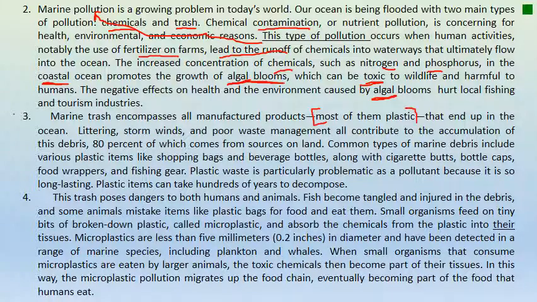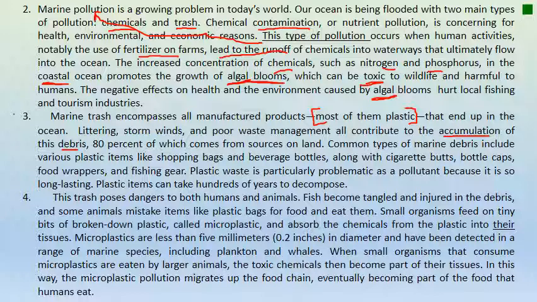Most of the trash in the seas is plastic that ends up in the ocean. Littering, storm winds, and poor waste management all contribute to the accumulation. Accumulation means increase of the debris. Debris, again, one of the vocab words, remains, 80% of which comes from sources on land.